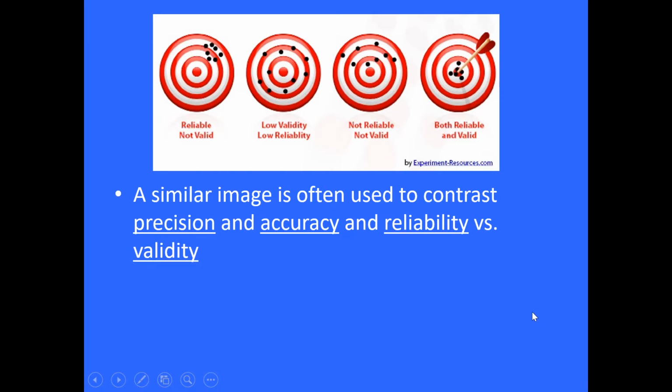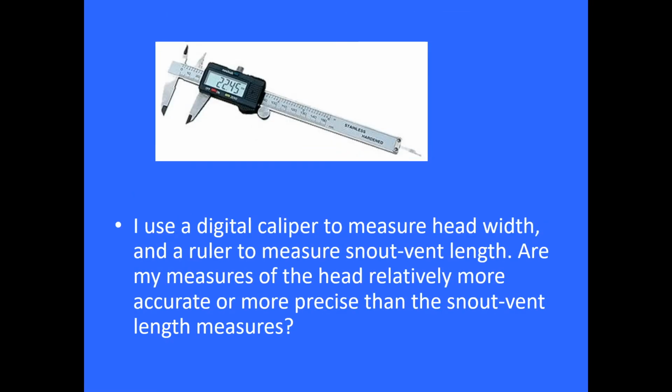Now, we use the terms precision and accuracy a lot in biology because we frequently use them to refer to measurements that we're taking. So let me give you an example. What you see in this picture is called a digital caliper. Maybe you've used this in one of your classes before. I use this almost every day when I'm taking measurements of the lizards that I study. So, for example, when I'm measuring the head width or the head length of a lizard, I usually use one of these digital calipers because it takes measurements to 0.45 millimeters.